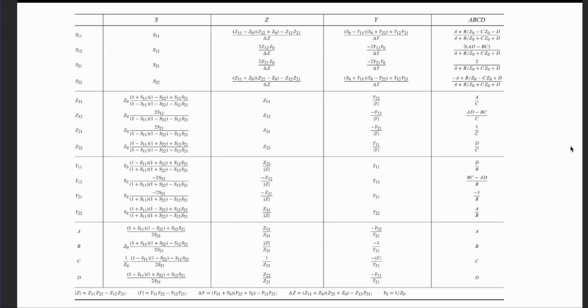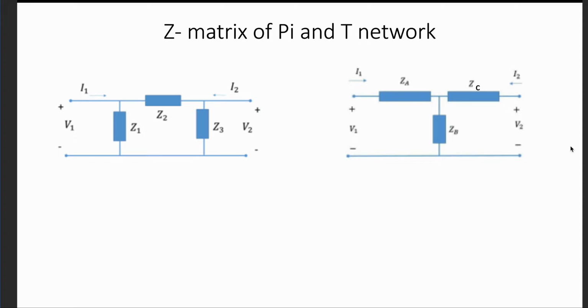Okay. So now first we will try to solve these 2 circuits. You can see in the first circuit you have a pi network. If you take Z1, Z2, Z3, it looks like a pi, that's why you call it a pi network. And on the right hand side you have a T network. Okay, so what is our task today? Our task is to write the complete Z matrix of both of these networks.